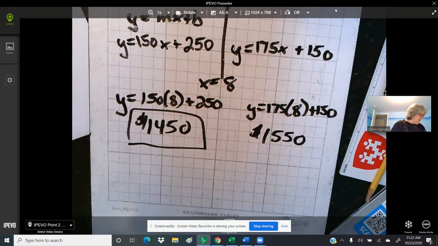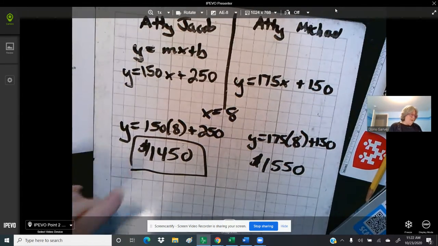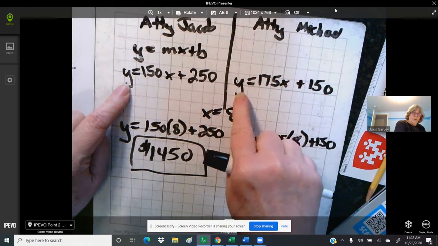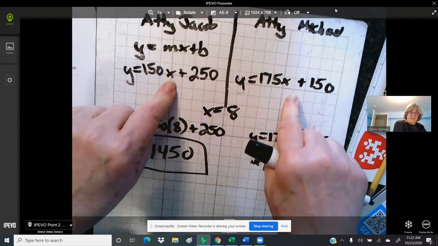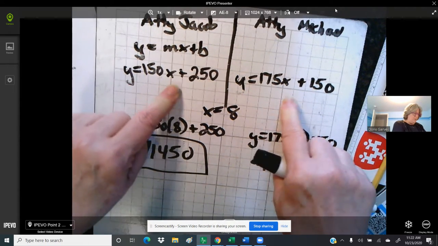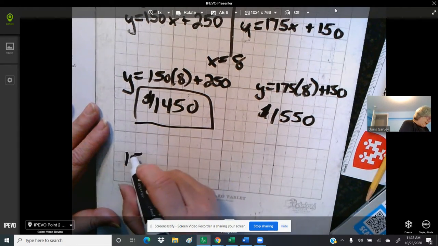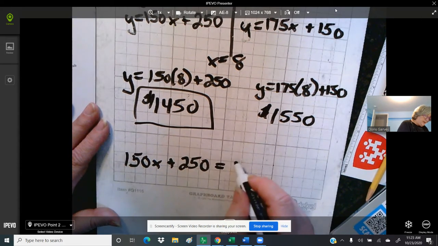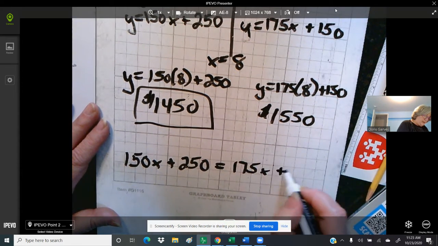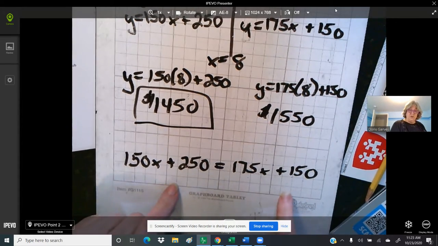And then question 6 says, think about problem 5. After how many hours would your price be the same for each attorney? So now they're asking, at what point will these two y values be the same? Or another way to say it is, if I set these two equations equal to each other, what x value would make them equal? So let's do that. 150x plus 250 equals 175x plus 150. They're asking what value of x will make these two guys charge the same amount.